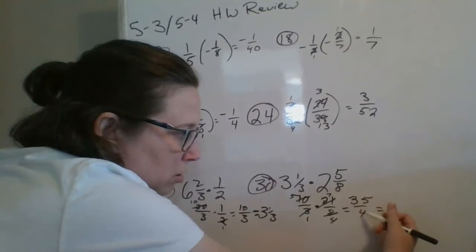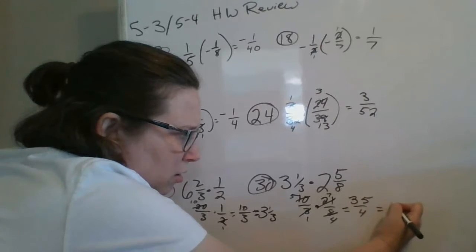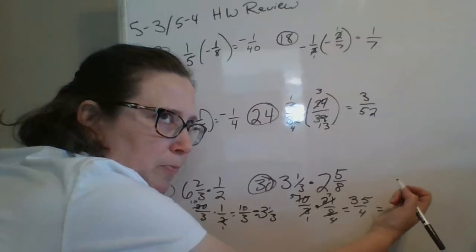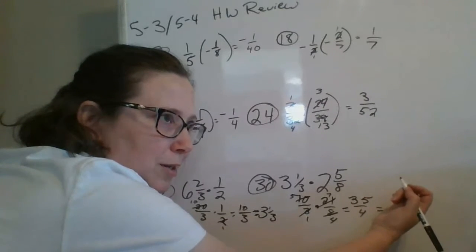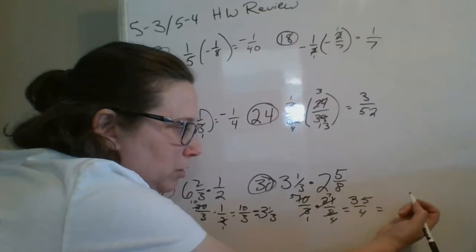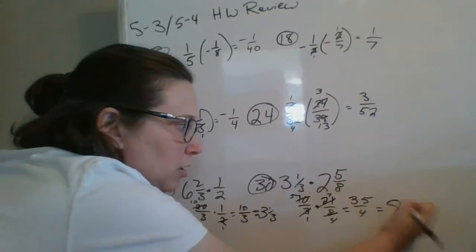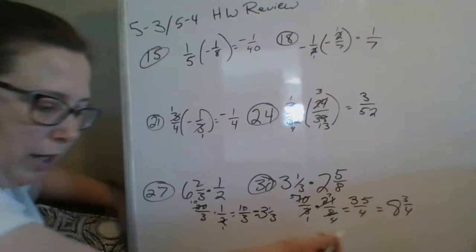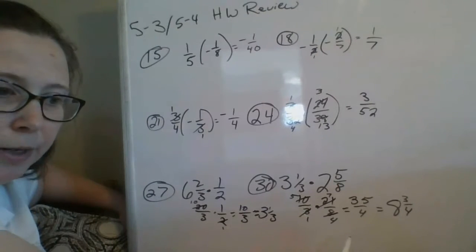I blanked. Let's see, 4 times 9 would be 36, so 4 times 8, 32, so it's 8 times with 3 left over, so I have 8 3/4 for my answer for number 30.